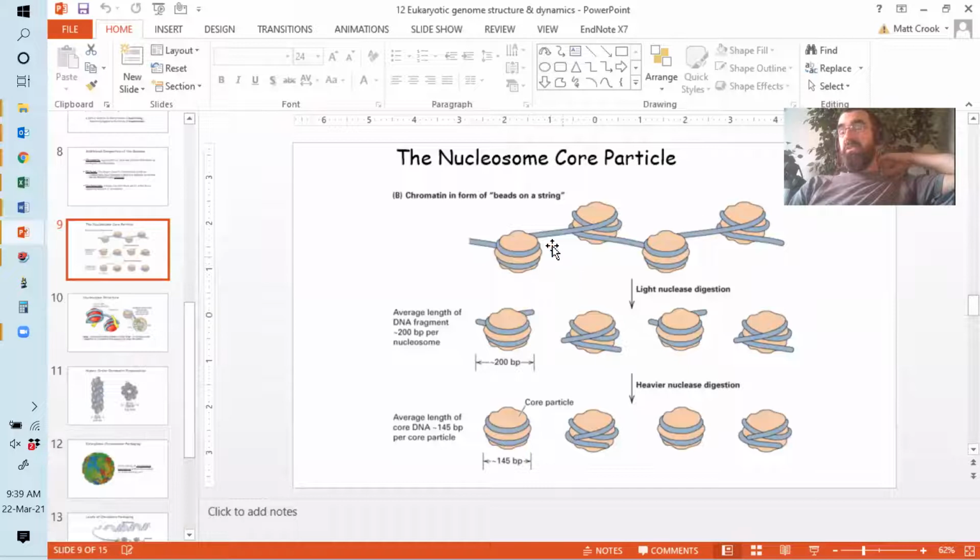And typically there's about 200 base pairs of DNA between the start of one nucleosome and the start of the next one. And that consists of the DNA that's wrapped around the core particle, about 145, 147 base pairs, and the bit of DNA that links those particles together, that linker DNA. Right, so it's about every 200 base pairs, you will find a nucleosome, give or take.